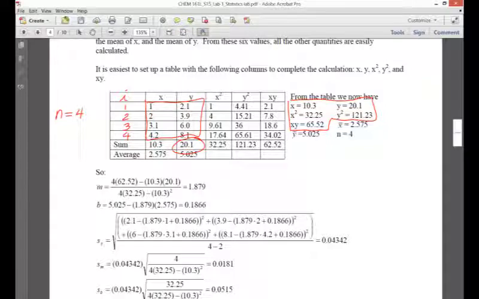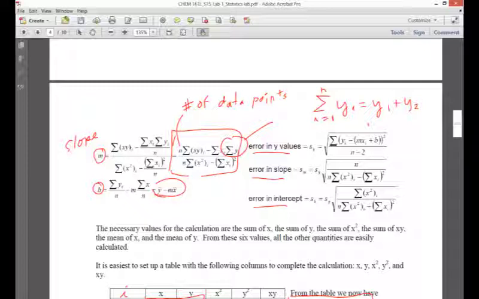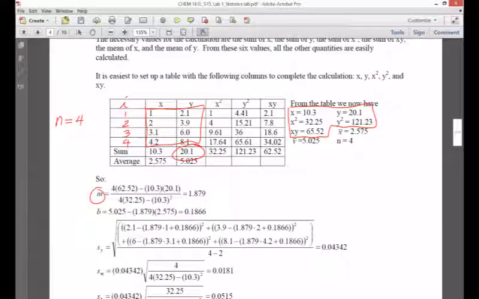So down here, to calculate m, you go back up to your equation, and you're going to use n, and then you're going to be multiplying times the sum of the x times y. So basically that's where the 62.52 comes from, is right here. And where that 62.52 comes from is basically this part of the equation right there. That is this part of the table.